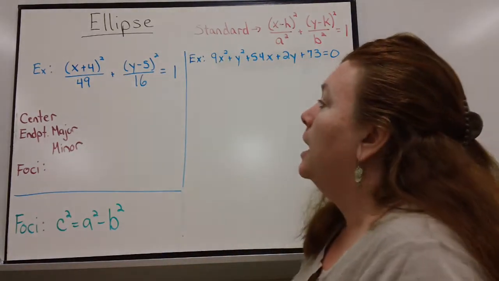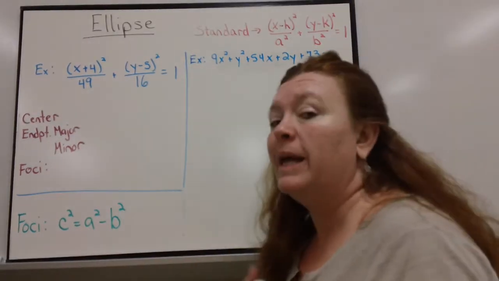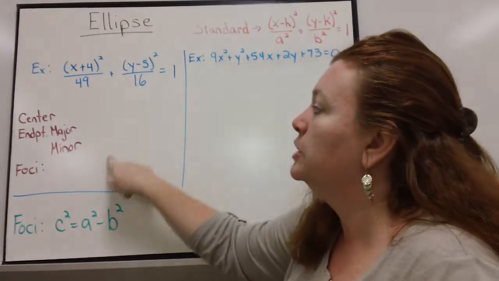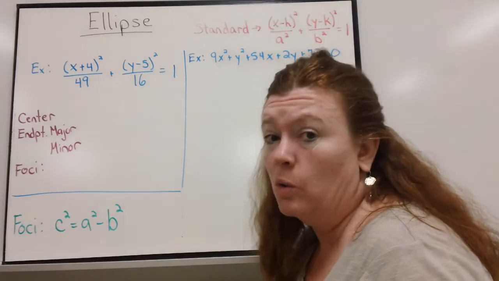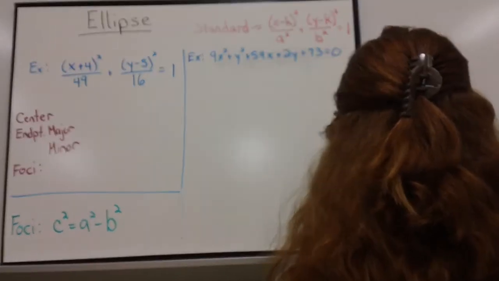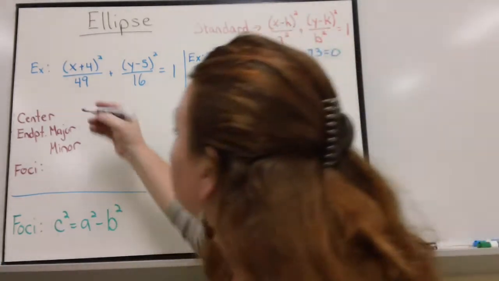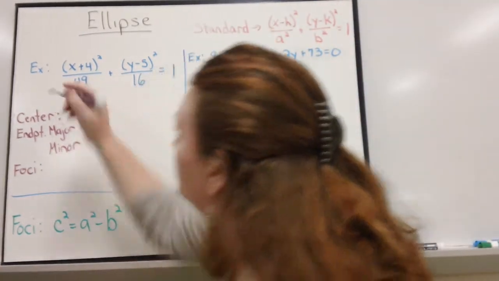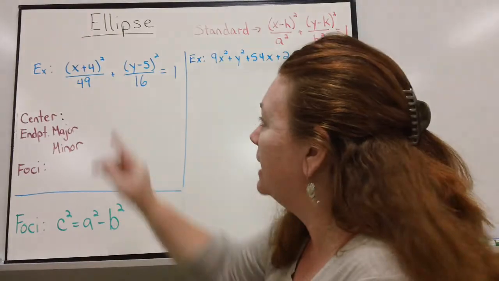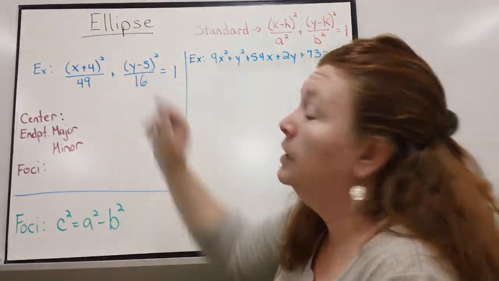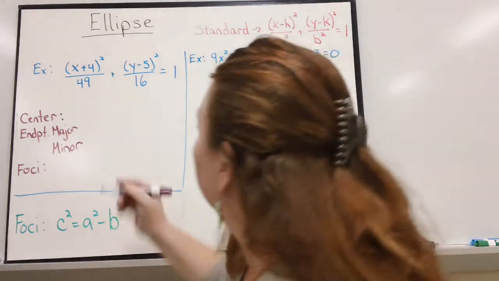All right, I'm giving you one that's already in standard form to start off with. These are the 4 major pieces that I need to know to answer questions about my ellipse. So let's first look at the center. The center of my ellipse should be one of the easier answers to get. We're going to do the opposite. So (-4, 5) would be my center.